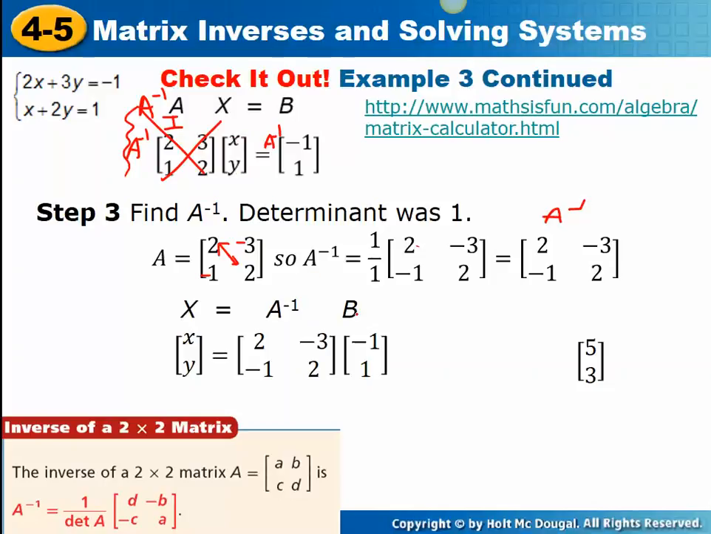And now we have to do the multiplication. This multiplication is not going to be bad to do because of all the 1s. So you have 2 times negative 1 plus negative 3 times 1. So that's the same as plus 3. So 2 plus 3 is 5. And then the second row times this column would be negative 1 times negative 1 is 1, plus 2 is 3. So this one's not bad. So then the solution is x equals 5, y equals 3.